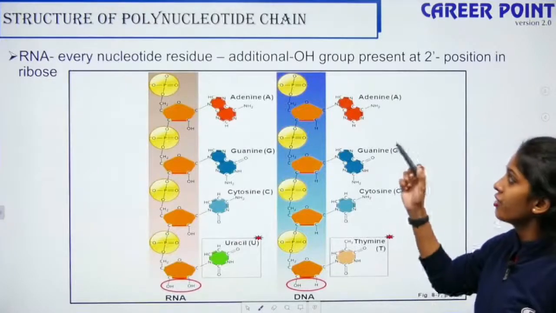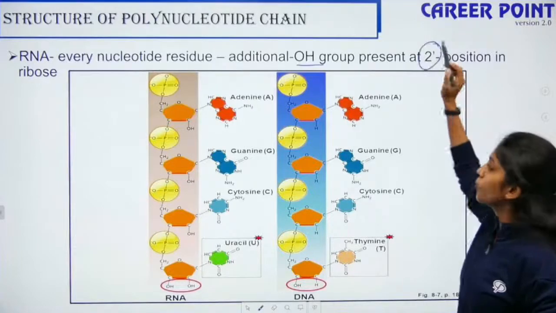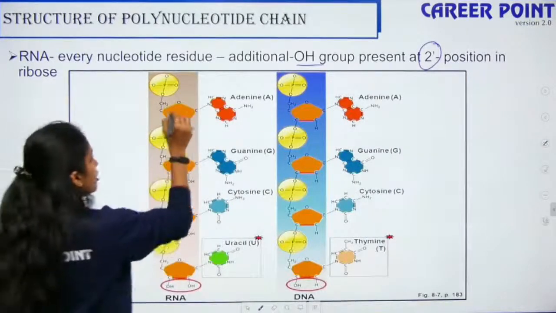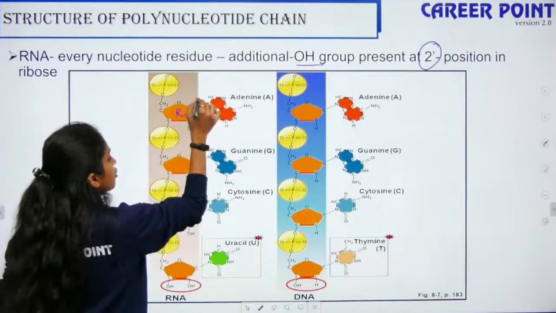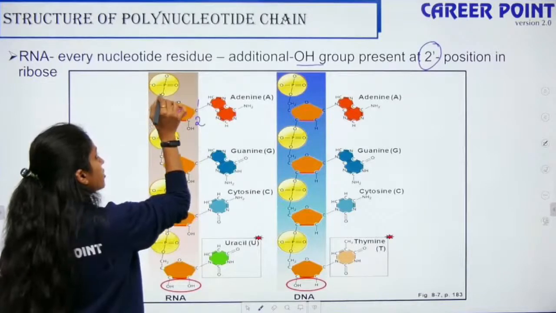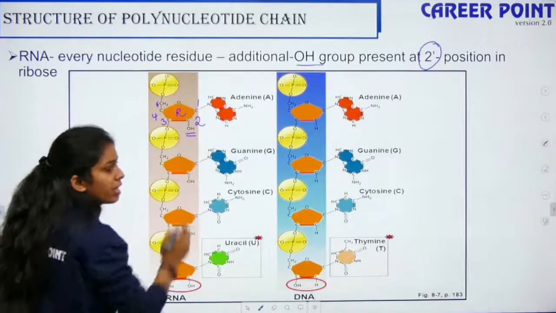In RNA, every nucleotide residue has an additional OH group present at the 2' carbon. So this is my RNA, and this is my ribose sugar. First carbon, second carbon, third carbon, fourth carbon, fifth carbon is here. The second carbon has OH, so this is more reactive.